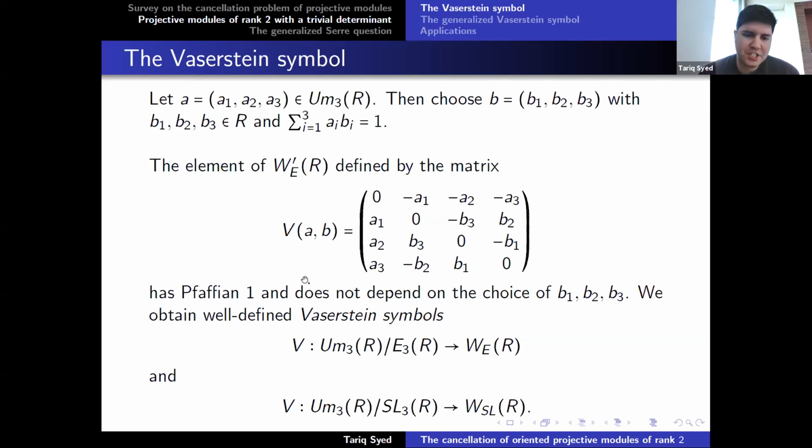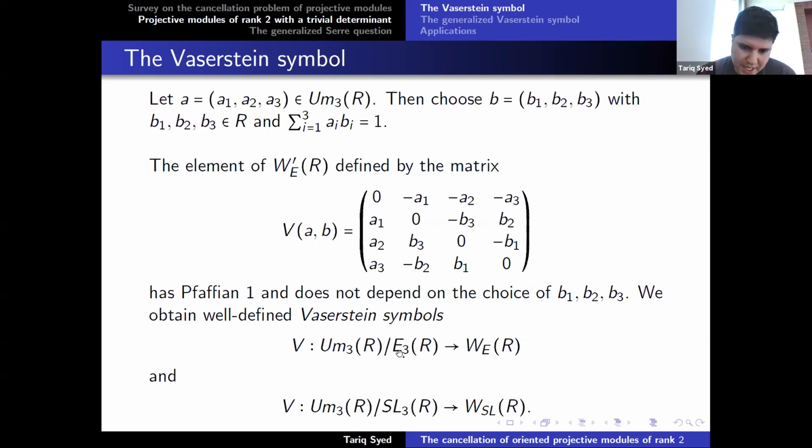And one can check, it's something one has to prove, but one can check that the class of this matrix in WE prime does not depend on the choice of these coefficients B1, B2, B3. So it only depends on A. So we obtain well-defined Vaserstein symbols defined on these orbit spaces, which map into this group WE of R, because it has Pfaffian 1, this form, so it goes into WE of R, and completely analogously into WSL of R.